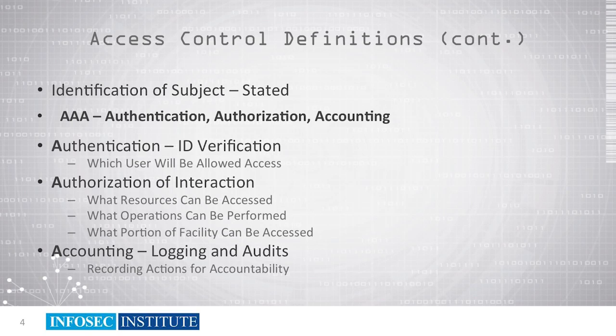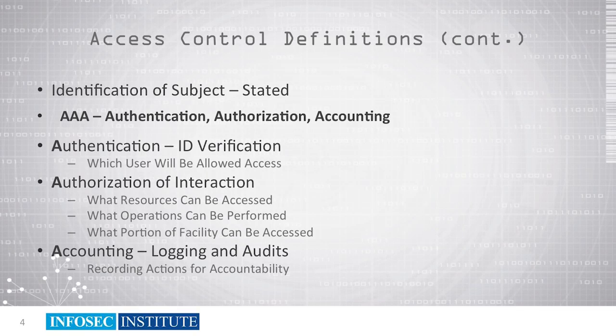For example, some users may have read-only privileges for a certain document, while other users may have read and write privileges for that document. A similar example here is in a physical environment, in a facility. All users may have access to enter through the front door, but only a very select group of users may have access to the data center.